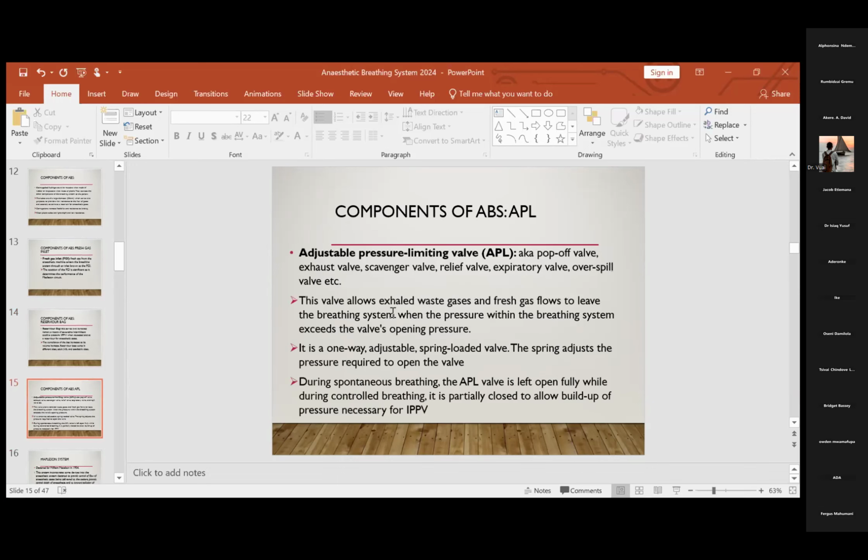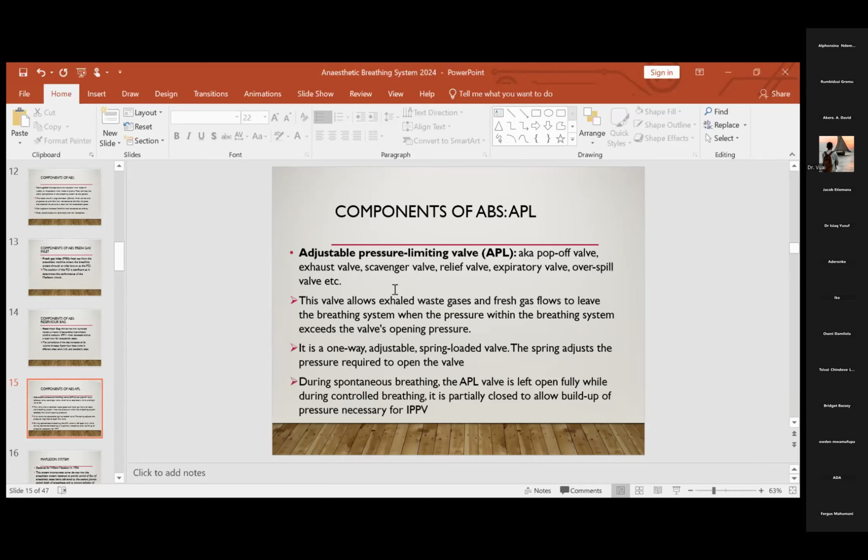The adjustable pressure relieving valve or limiting valve, also known as the pop-up valve, exhaust valve, relief valve, or the overspill valve. This is crucial in the anesthesia breathing system because it allows the venting of anesthetic gases when the pressure is too high. It also allows the expired gases to leave the system.